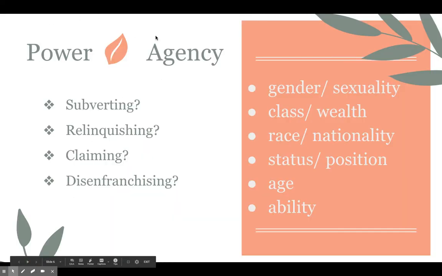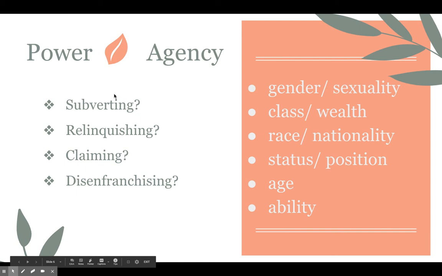So that's the idea of power and agency. Generally, a lot of what you're going to read when you think about literary criticism is about power and agency. So, this is who has the power, who has the control. And this can be regarding lots of different things: gender, sexuality, class and wealth, race, nationality, status, position, age, ability, all these things, or none of these things. But often, when we are reading, if we want to connect what we're reading to one of these ideas related to power or control, agency over your own life, we can really add an importance to what we're talking about.